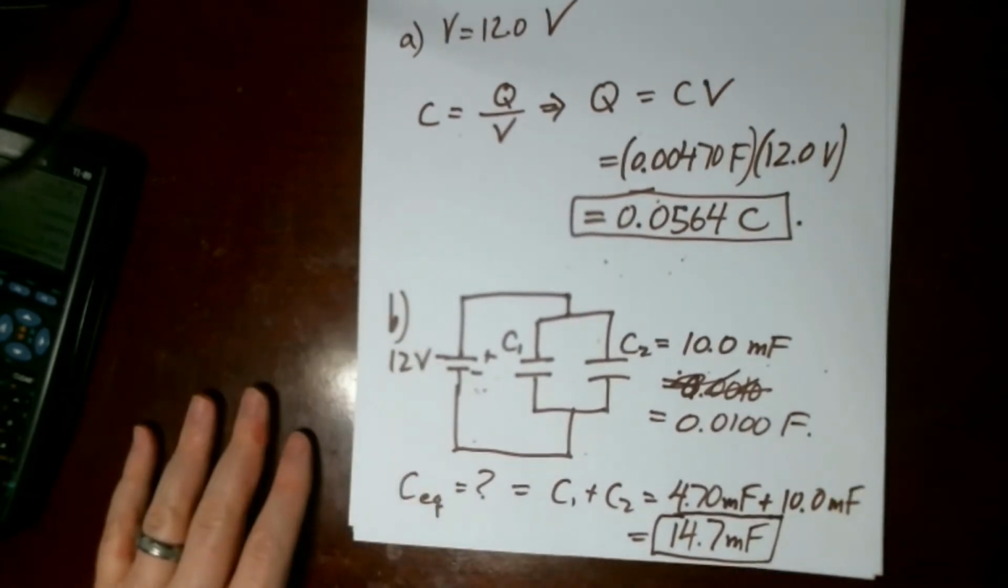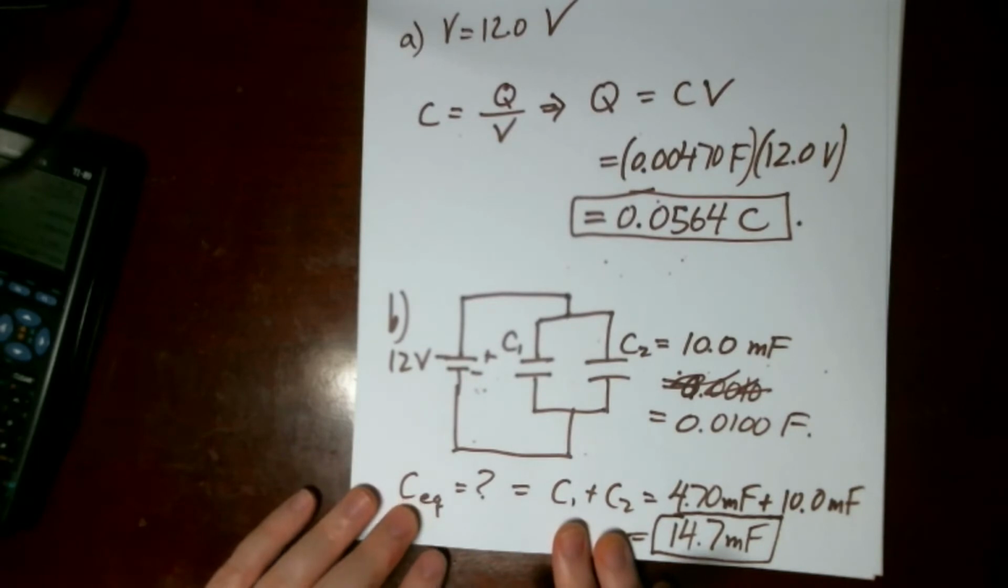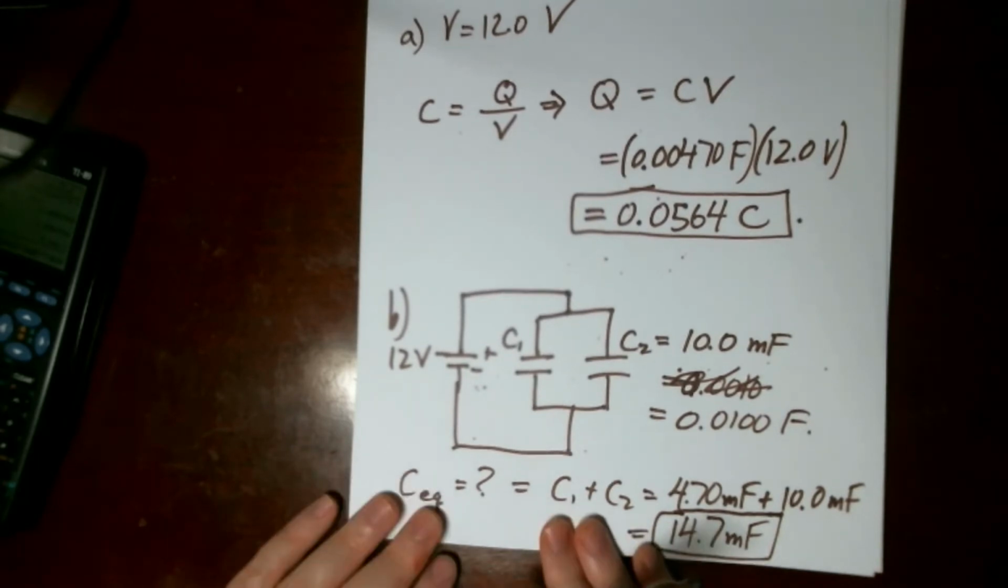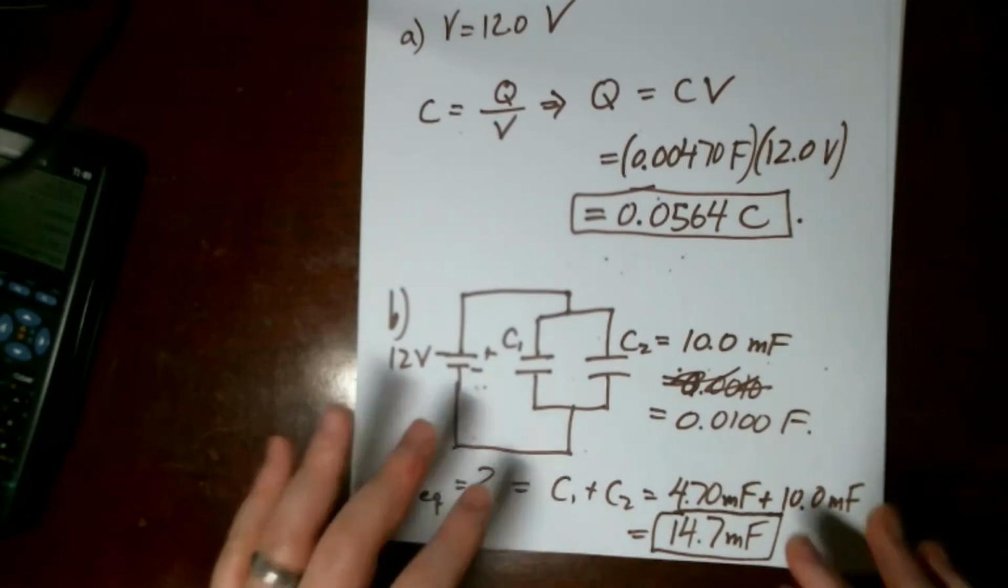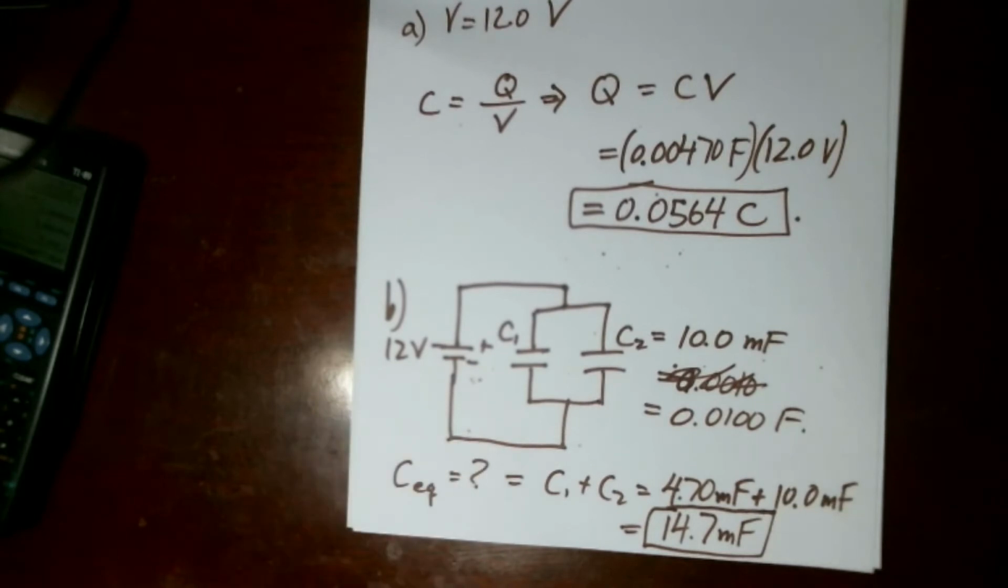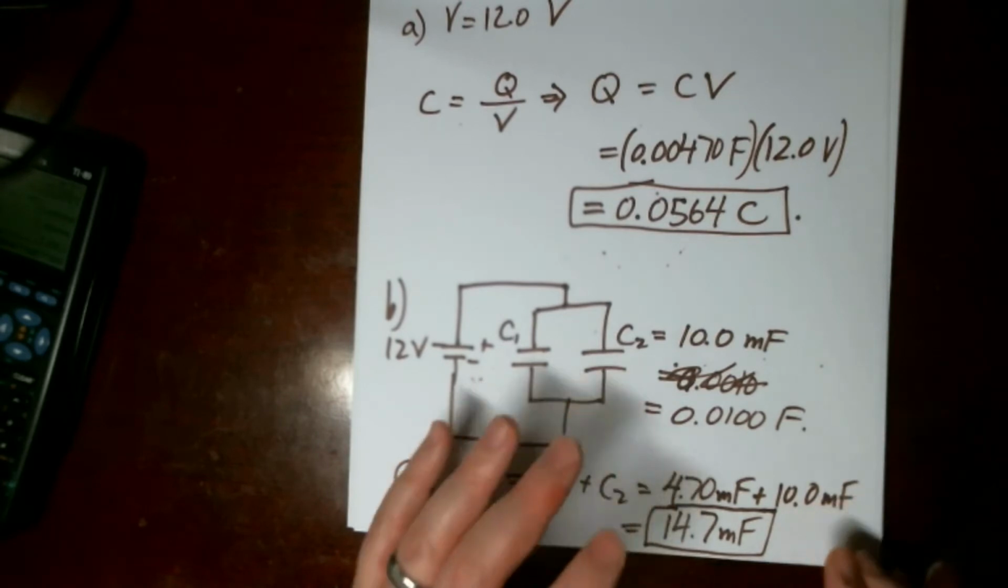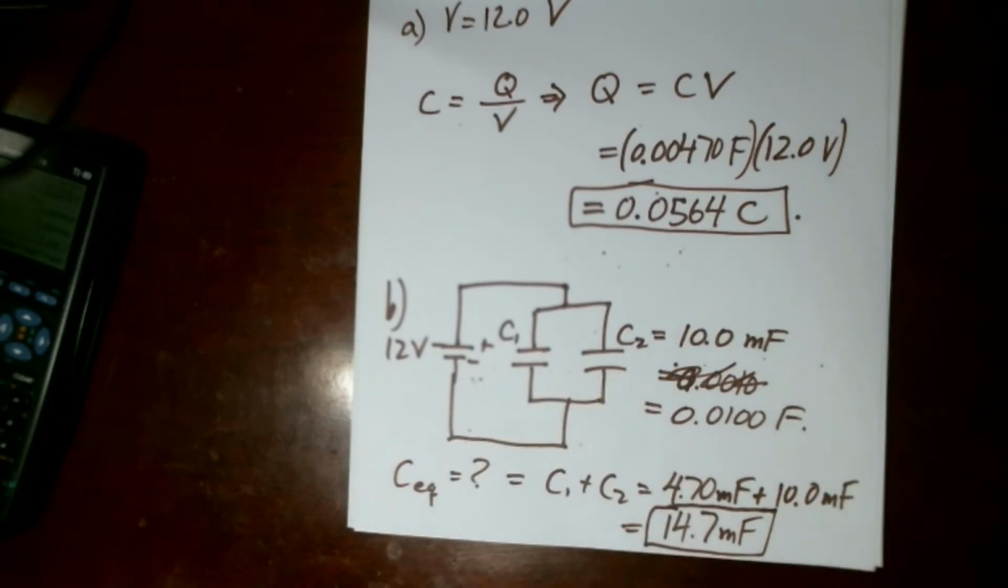When you're working through and calculating equivalent capacitances, because you're only dealing with capacitance, you're not multiplying by voltage or trying to find charge or something, you don't need to worry as much about converting your units as long as you're consistent all the way through. So whereas I wouldn't get the right answer by adding, say, 4.7 millifarads to 0.01 farads, I do get the right answer as long as my units are consistently millifarads, or if they were consistently farads, I would get the same answer.